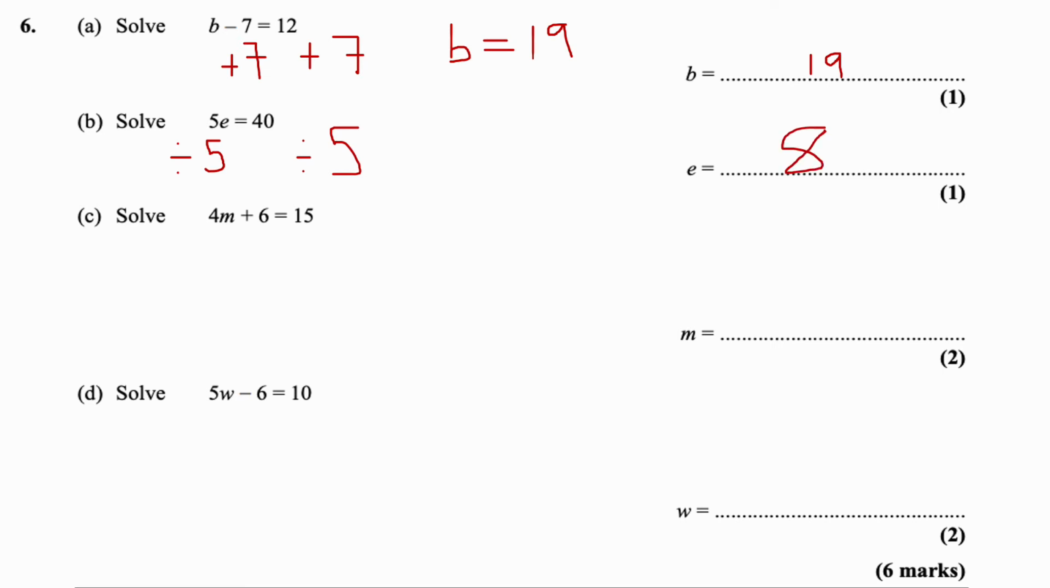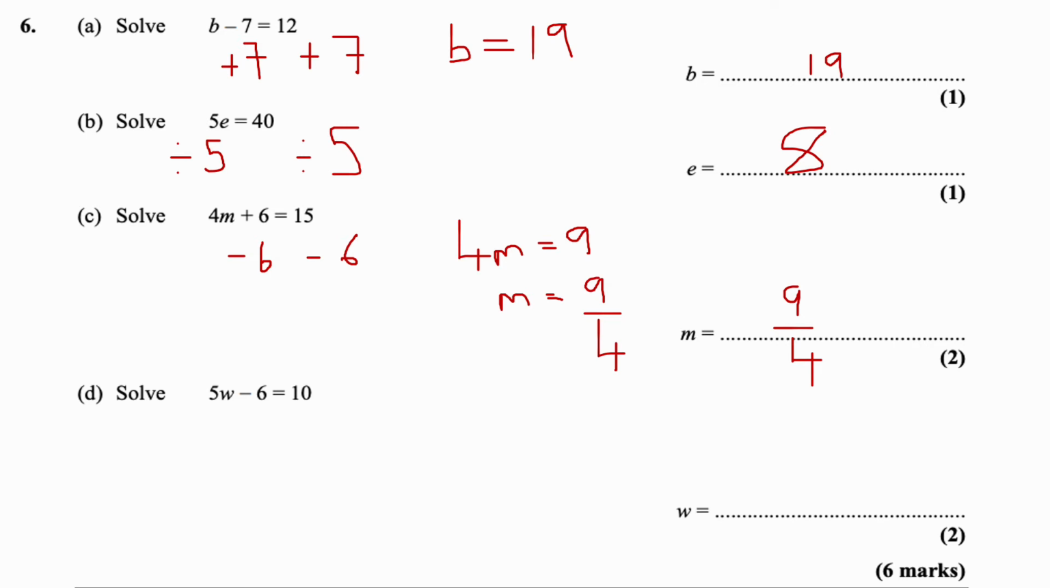Part C, solve 4m plus 6 equals 15. Well, if I take away 6 on both sides to balance it, I get 4m is equal to 9. Dividing both sides by 4, I get m is equal to 9 quarters. Okay, or again, I can write that as 2 1/4 or 2.25. Okay, but I'm going to leave it as a top-heavy fraction or an improper fraction.